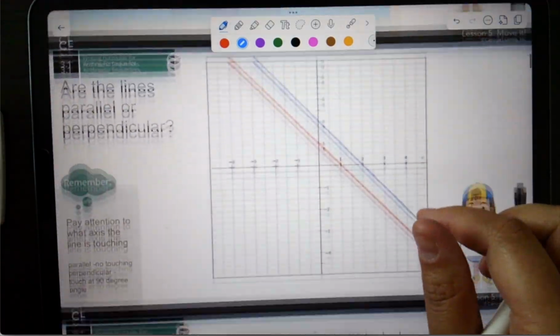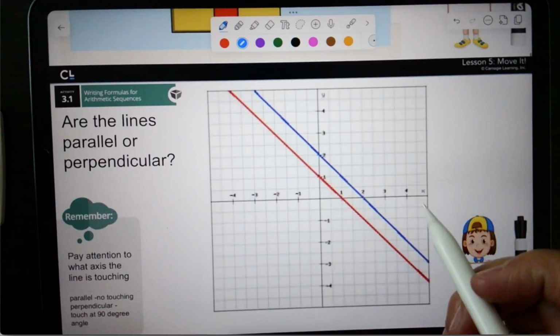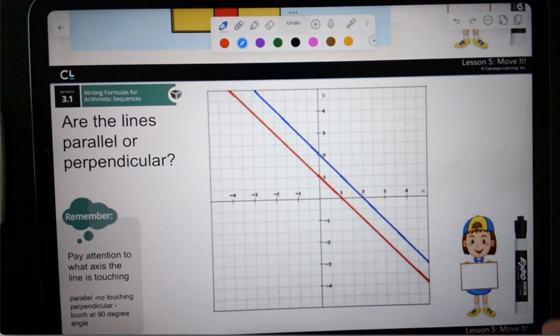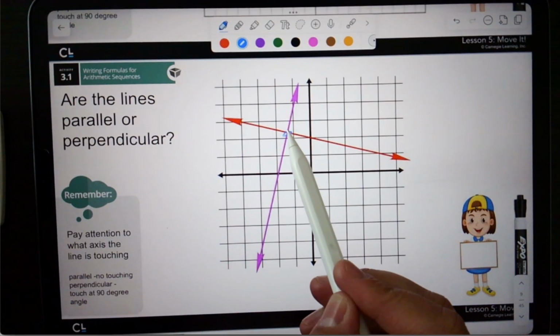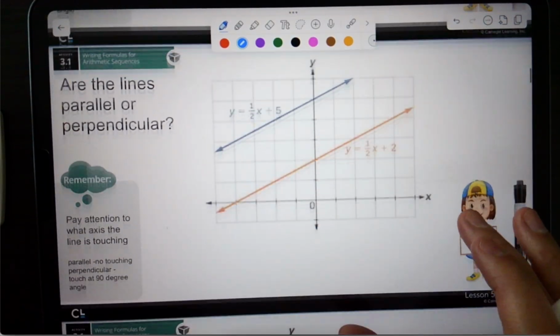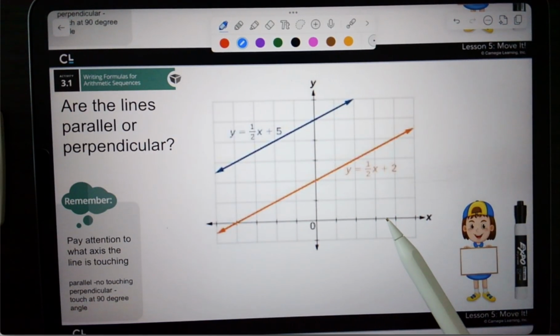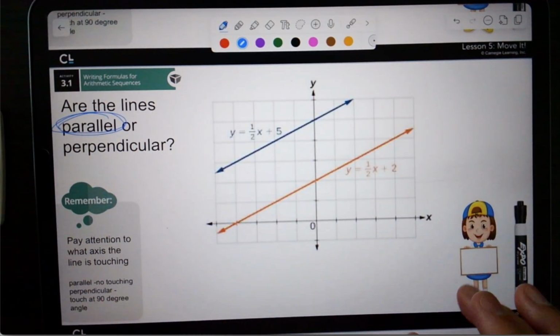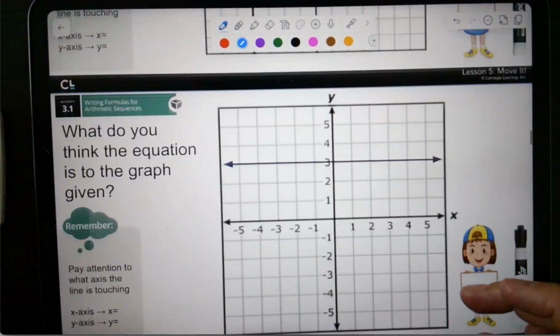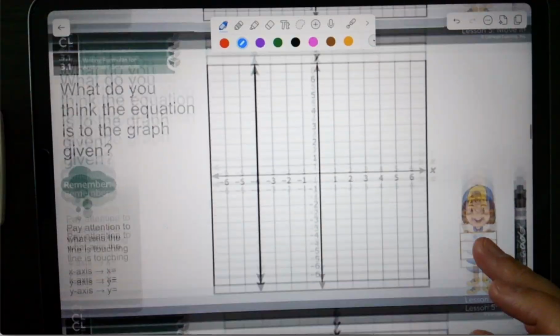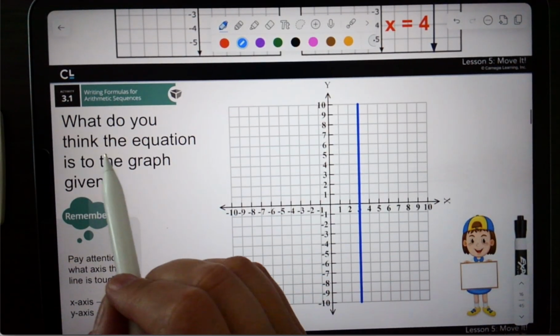Now we're going to go to these lines, parallel or perpendicular? Parallel. Parallel or perpendicular? Perpendicular. Parallel or perpendicular? Parallel. Parallel or perpendicular? Perpendicular. Alright, we practiced enough. Actually, we're going to do a few of these.